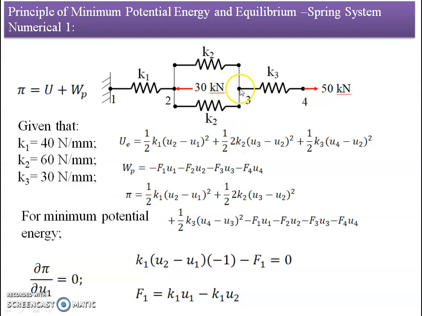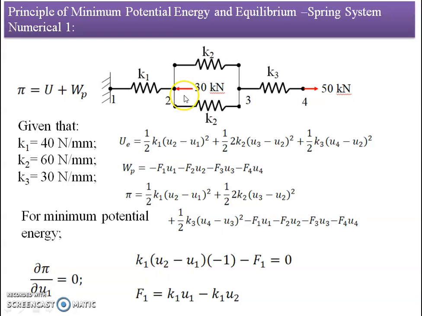The extension delta 2 will be (u3 minus u2) whole squared, plus, with reference to nodes 3 and 4, 1/2 of K3 in brackets, delta 3, which is nothing but (u4 minus u3) whole squared. Treat this as u3; by mistake I put u2 here. Now this is the total strain energy possessed by the given spring system, which is why we call it U element.